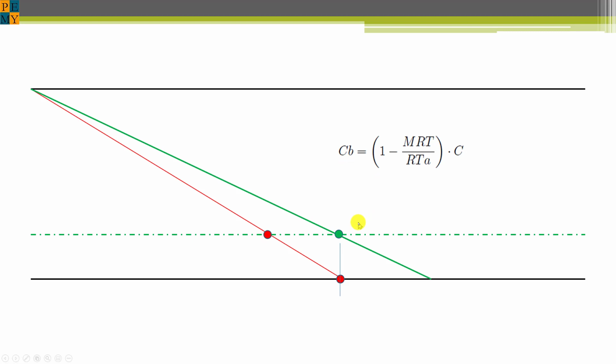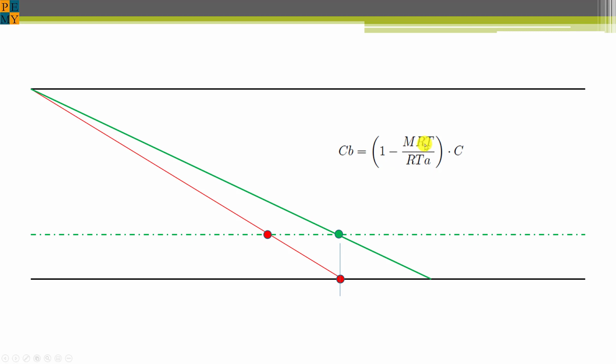We have come up at PEMY with a simple formula. It's derived in white papers on our website, but basically it's this. The bounded corrosion rate is equal to 1 minus the minimum remaining thickness divided by the repair to thickness. Now this A stands for after repairs.